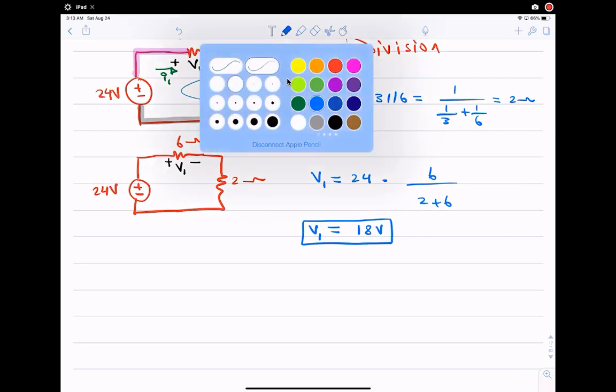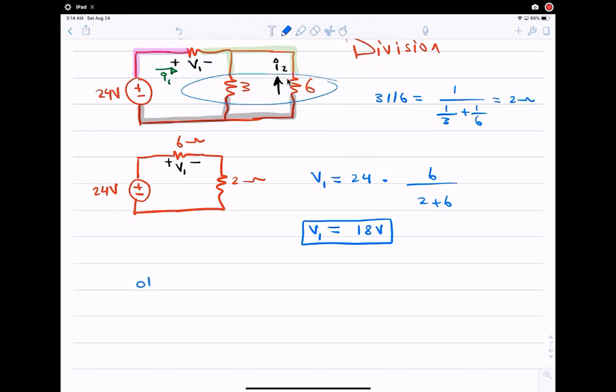Alright, so I'm gonna do Ohm's law now. Ohm's law tells me that you should divide the voltage V1 over the resistor, which is 6 ohm. So I1 should equal V1 over the 6 ohm. That means 18 over 6, which is 3 amperes.